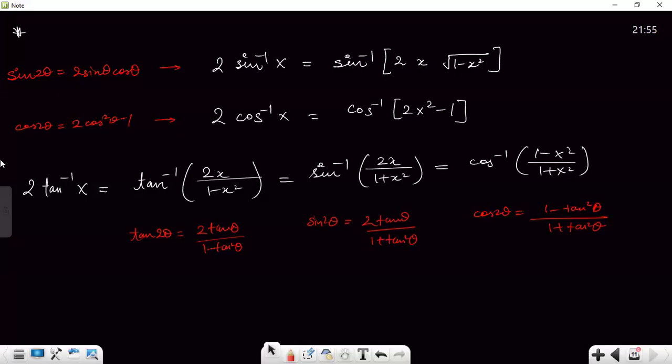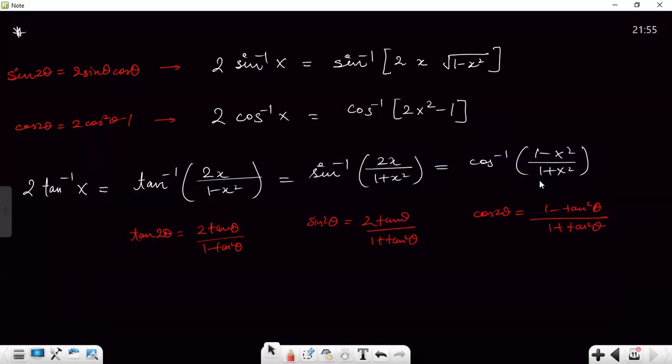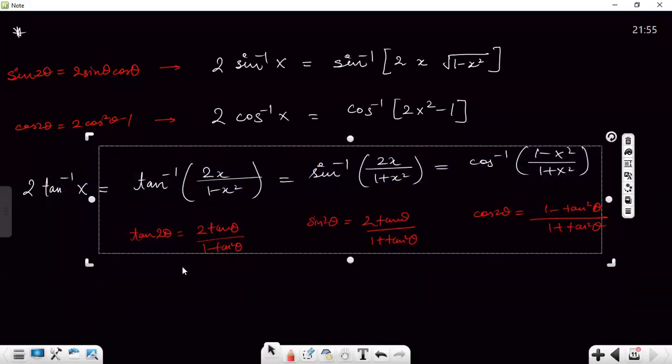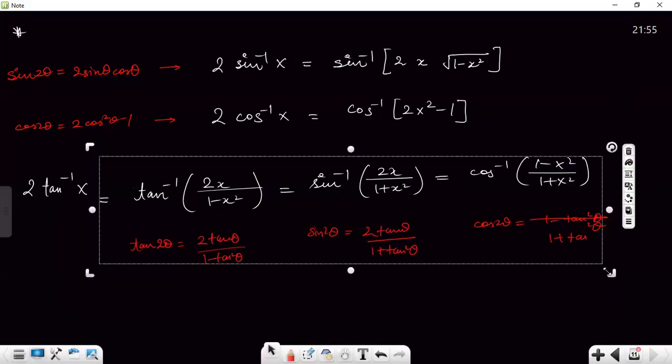If that is clear, shall we move ahead? Yes, sir. Yes. Mathematics is all about patterns, and you have to be good at observing those and solving them rightly.